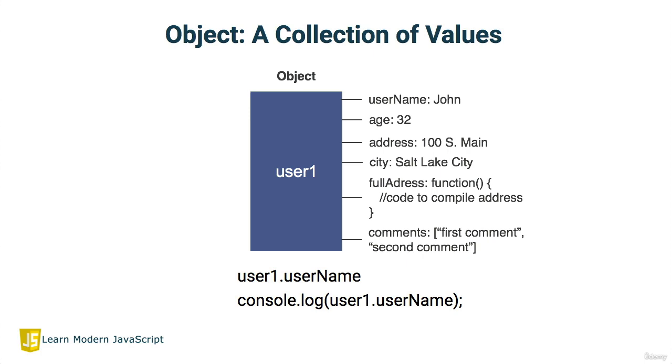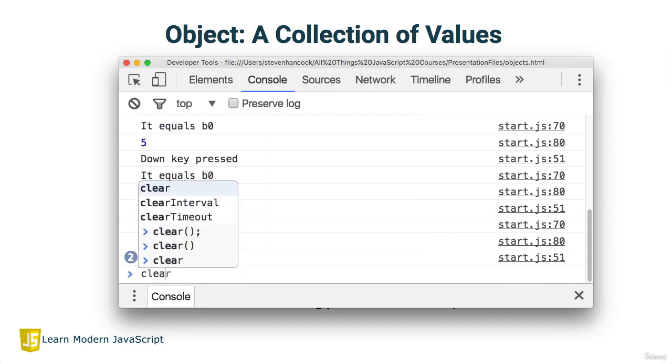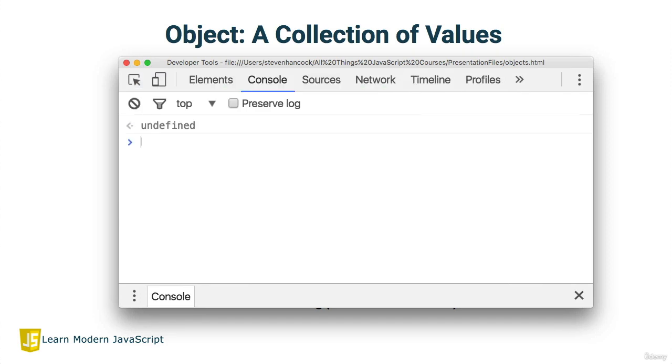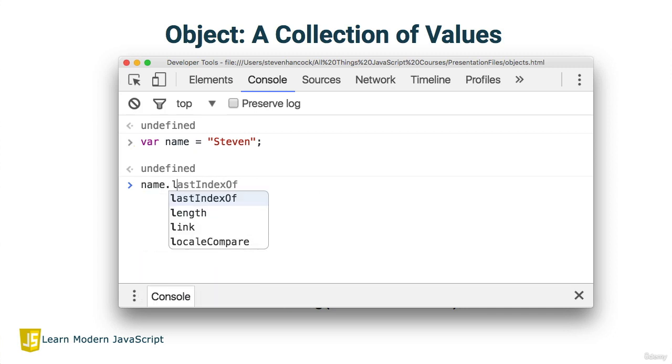So let me open up the console. Let me clear this out. Let me create a string. And now we can get the length of that string using dot notation. We specify the variable, then the term length, and it will return the length of that string. This is using dot notation. The same sort of dot notation is available for us with objects.